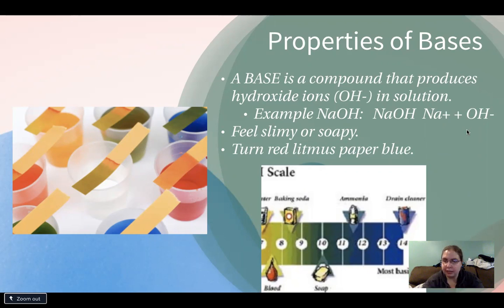Again, going back to the litmus paper test, bases have no effect on blue litmus paper, but they will turn red litmus paper blue. So again, we're seeing the opposite effects that we saw with acids.